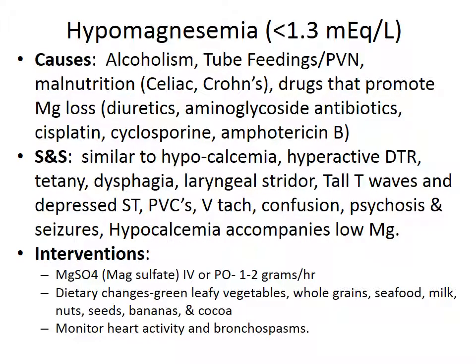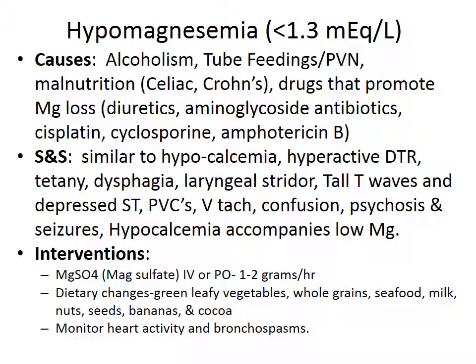Low magnesium, or a magnesium less than 1.3, is often caused by alcoholism, tube feedings, or peripheral venous nutrition IV, malnutrition such as in celiac or Crohn's disease, and drugs that promote magnesium loss such as diuretics, aminoglycoside antibiotics, cisplatin, which is a chemo drug, cyclosporine, and amphotericin B. Signs and symptoms of low magnesium are similar to hypocalcemia: hyperactive deep tendon reflexes, tetany, dysphagia, laryngeal stridor, tall T waves on the EKG, depressed ST segment, premature ventricular contractions, VTAC, and a type of VTAC called torsades, confusion, psychosis, and seizures. Hypocalcemia also accompanies low magnesium.